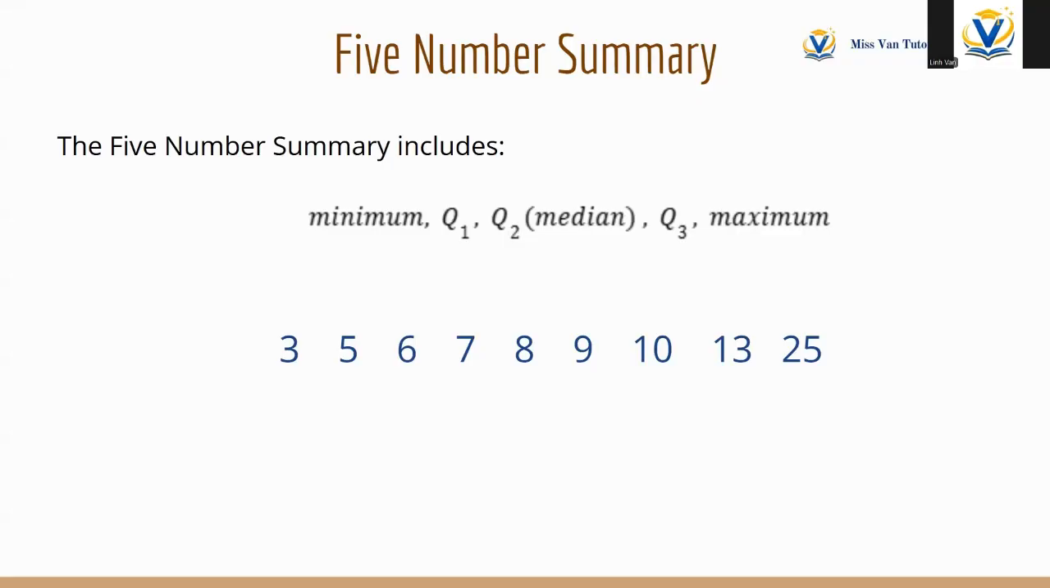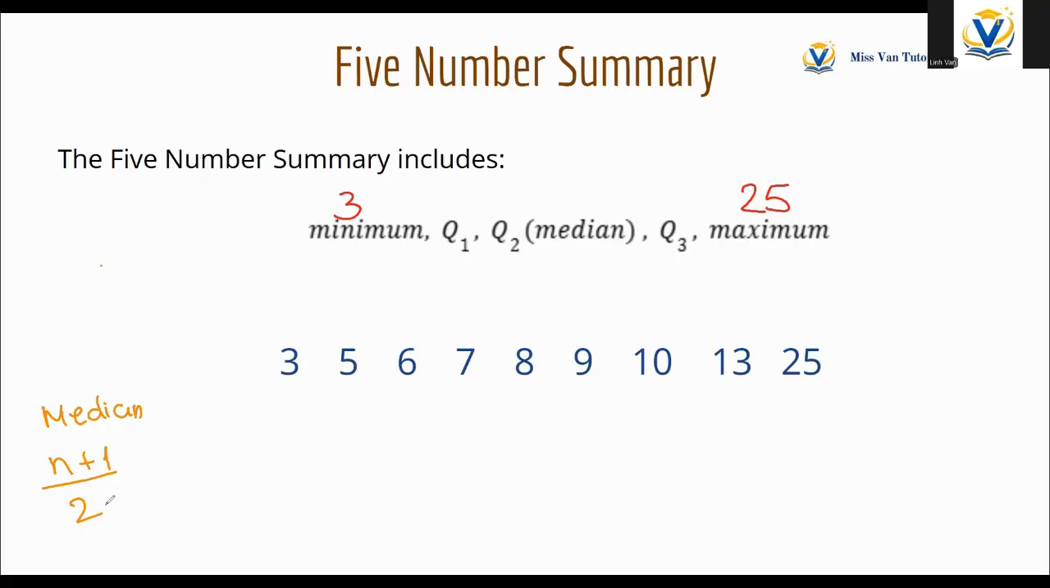Now, your five number summary would include a minimum, your Q1, your Q2, which is your median, your Q3, as well as your maximum. To find the position of your median, you would use n plus 1 divided by 2, where n is the number of data points in your data set. So how many data points are there? In here, you would have 1, 2, 3, 4, 5, 6, 7, 8, 9 data points. So you would go 9 plus 1 divided by 2, which is 10 divided by 2, and that would give me 5.